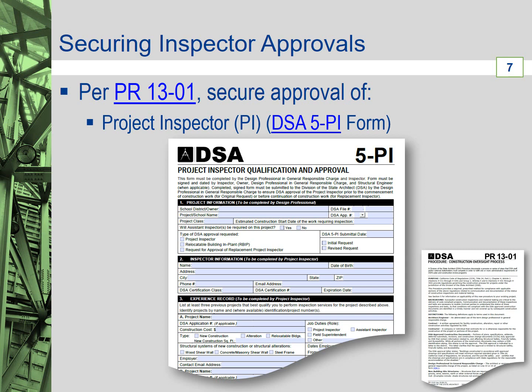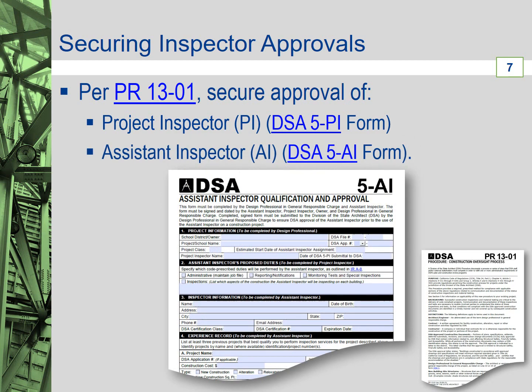The design professional shall submit a DSA 5-AI form, Assistant Inspector Qualification and Approval, to DSA to secure approval of an assistant inspector. DSA Procedure PR 13-01 provides additional clarification that the design professional is responsible to provide general direction of the work of the project inspector.